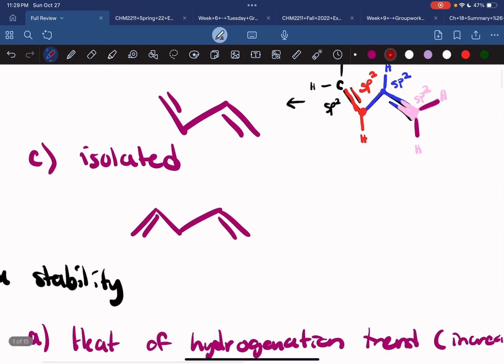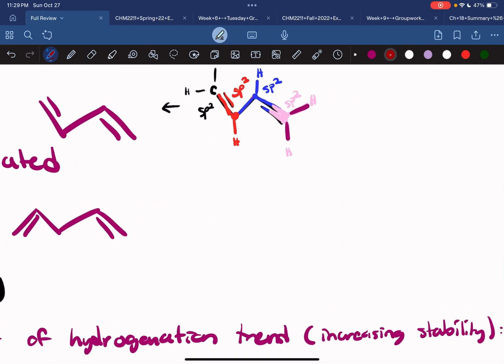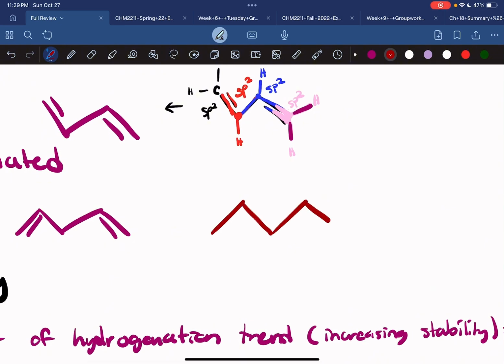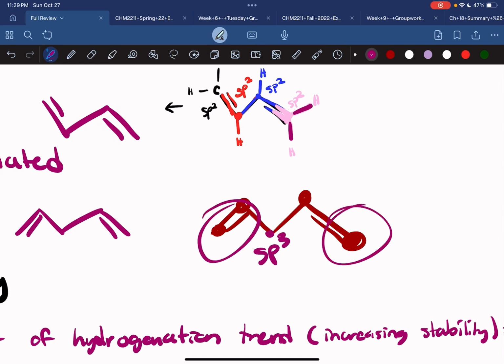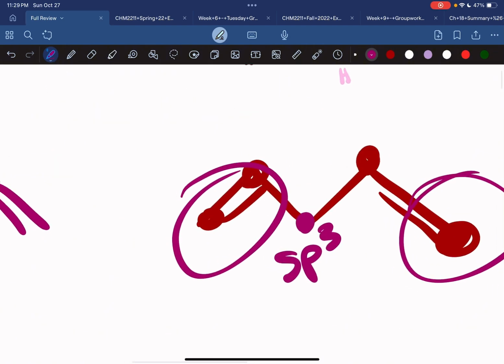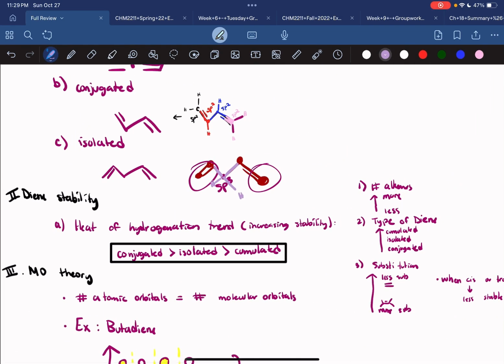As I said before, isolated are separated with 2 or more sigma bonds, and the way you could tell if there are 2 or more sigma bonds is that if you do the hybridization of each atom, you'll find that there is an sp3 separating these 2 pi bonds. This is an sp3 atom, because if you count the bonds around that carbon, you'll see 1 bond, 2 bonds, 1 implicit hydrogen, another implicit hydrogen, and that's 4 bonds, so sp3. Yeah. So that's for that.